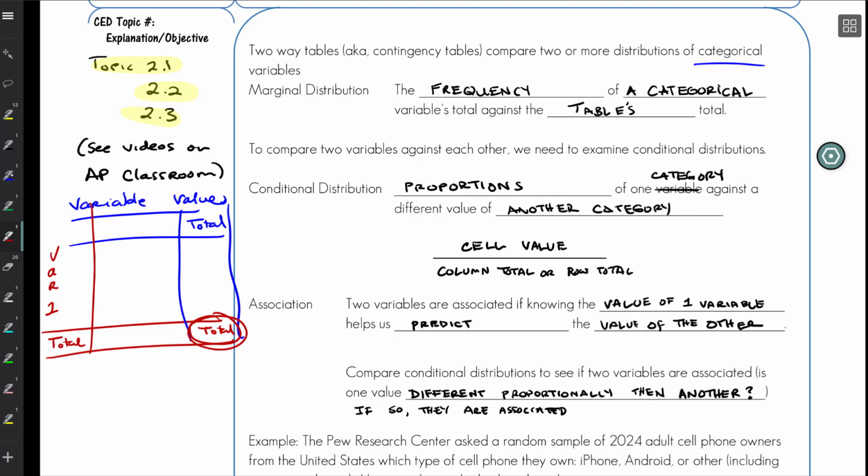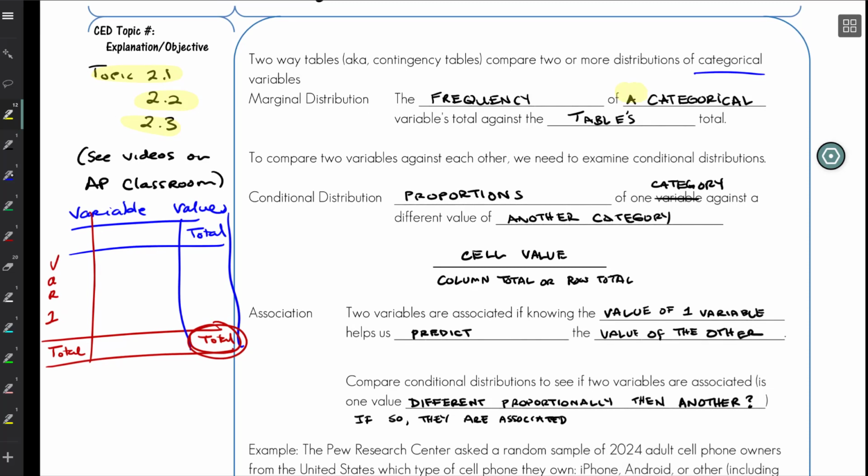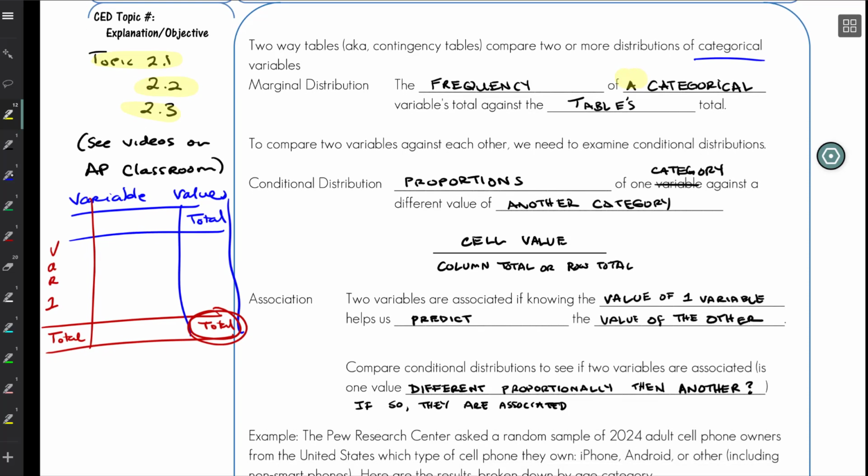What the two-way table does is compare two or more distributions of categorical variables. One of the things that we want to look at is the marginal distribution. The marginal distribution is just looking at one variable at a time. It's the frequency of a categorical variable against the table's total. So we would be looking at all of these totals here, comparing that to the table total, or all of these totals here, comparing that to the table total. That should hopefully help you understand why we call them marginal distributions, because the distributions are found by looking at the margins.